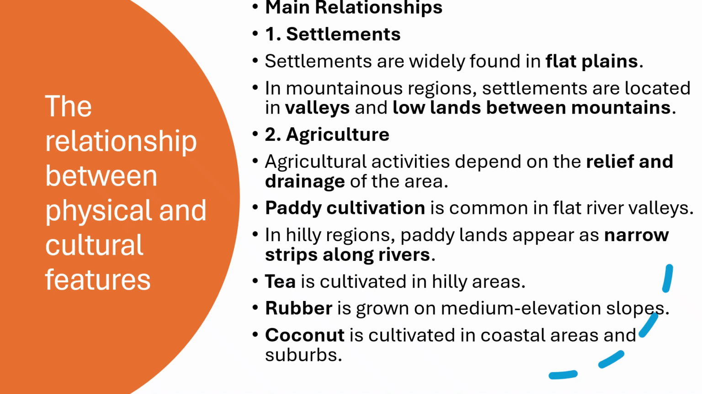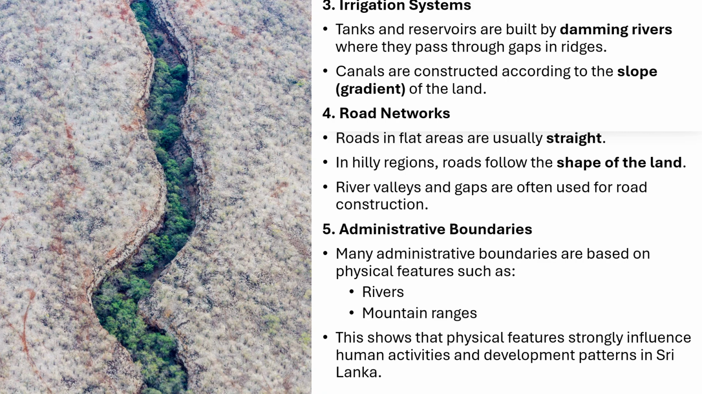Tea is cultivated in hilly areas. Rubber is grown on medium elevation slopes. Coconut is cultivated in coastal areas and suburbs. Irrigation system. Tanks and reservoirs are built by damming rivers where they pass through gaps in ridges. Canals are constructed according to the slope, the gradient of the land.